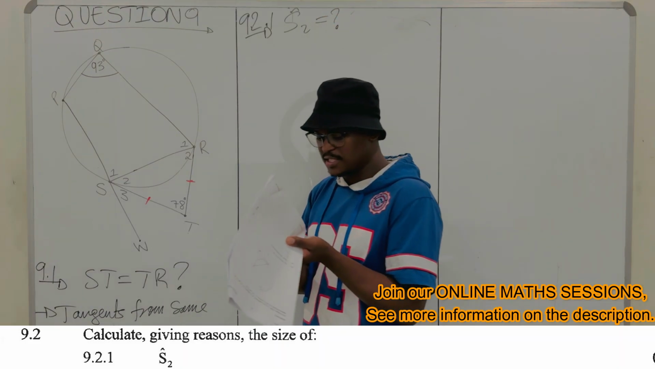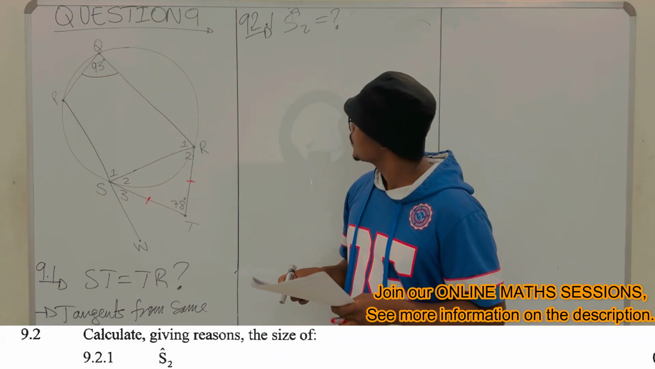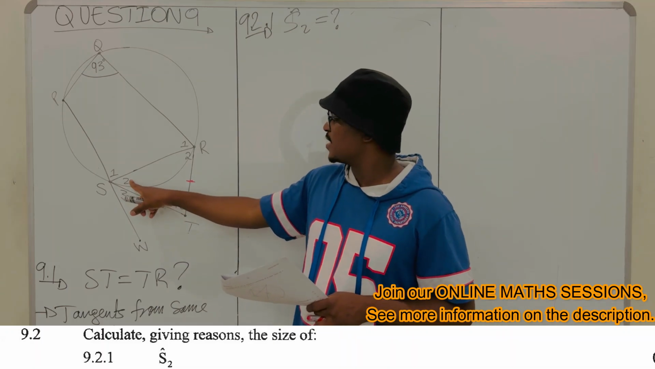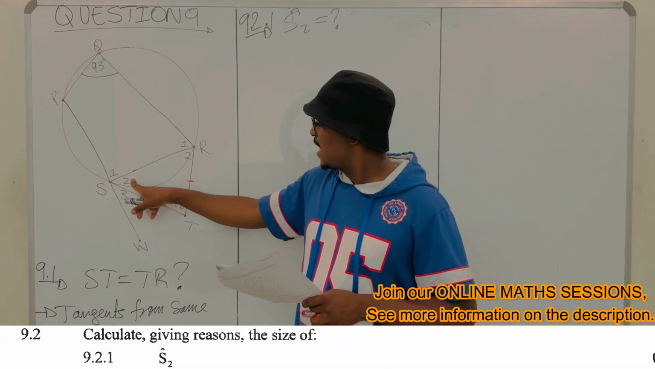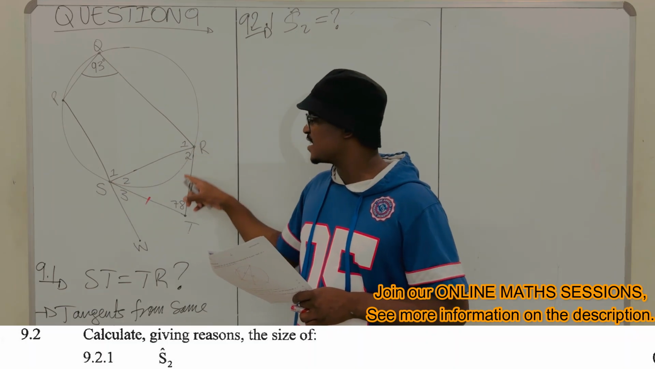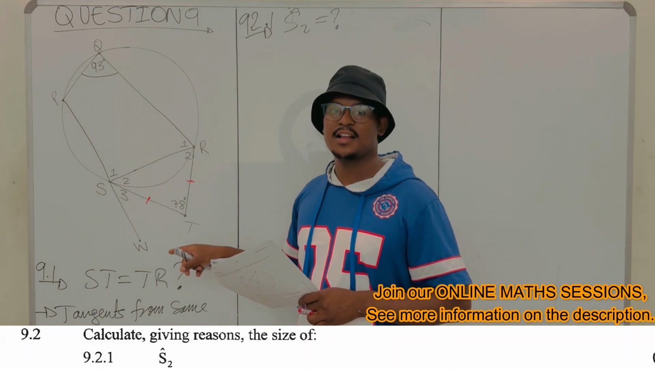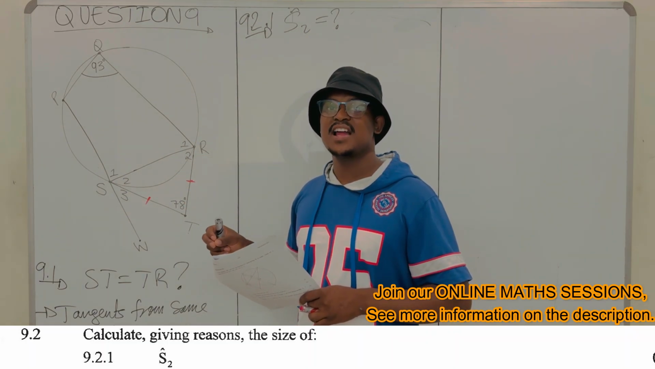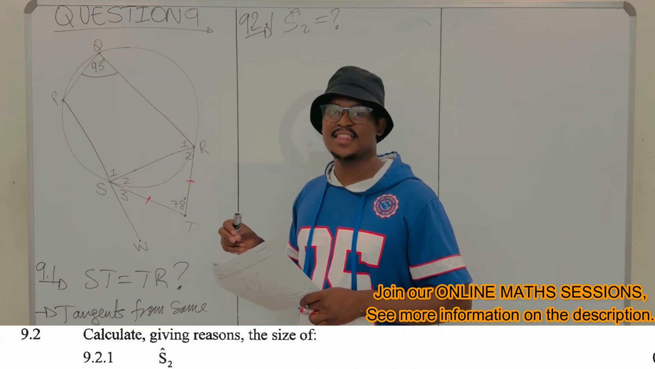They want us to find the size of that angle, S2. Where is angle S2? S2 is this angle over here. If you look at it, it is inside this triangle. What kind of triangle is this? This is an isosceles triangle. An isosceles triangle is a triangle in which exactly two sides are equal in length.